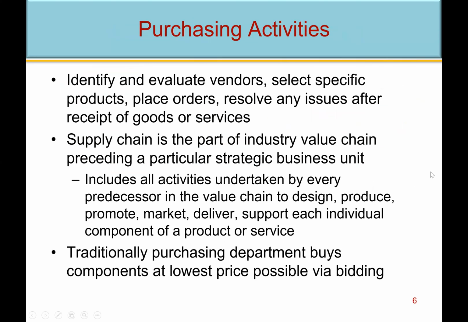So what are some of the purchasing activities involved? Identify and evaluate vendors, select specific products, place orders, and resolve any issues after receipt of goods or services. These are some of the typical activities. A supply chain is the part of the industry value chain preceding a particular strategic business unit. So it includes all activities undertaken by every predecessor in the value chain to design, produce, promote, market, deliver, and support each individual component of a product or service.